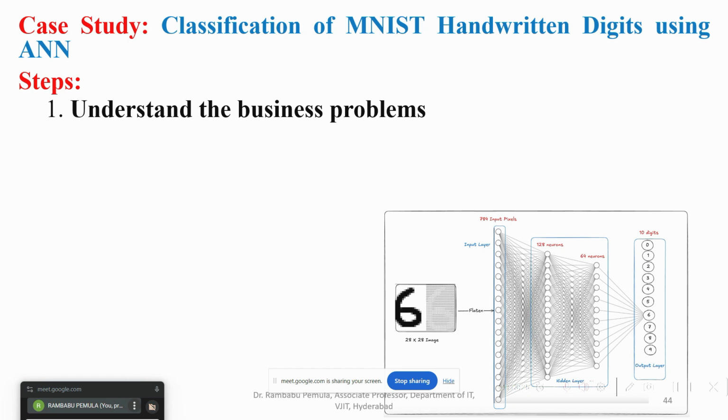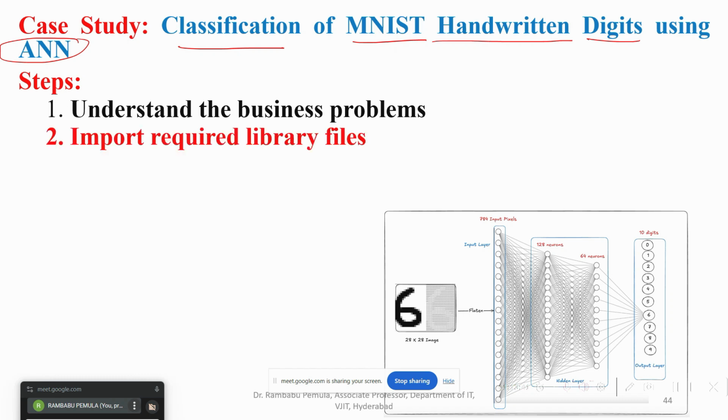We have to understand the business problem. What is the business problem here? Classification of the MNIST handwritten digits dataset using an artificial neural network. That is our case study. First of all, you have to understand the problem.